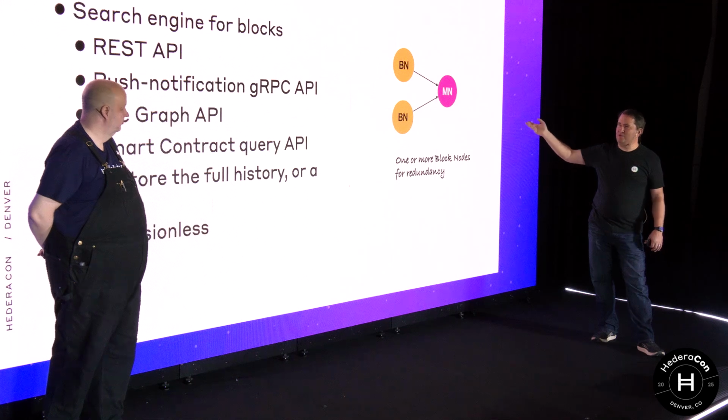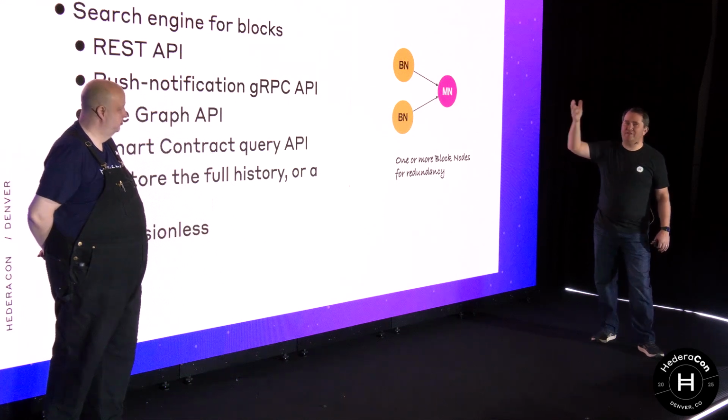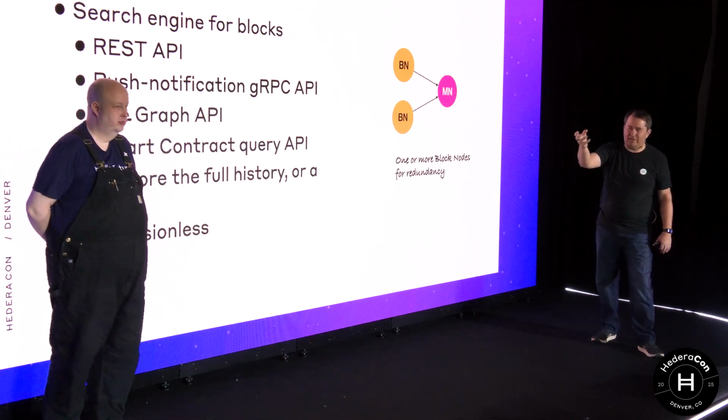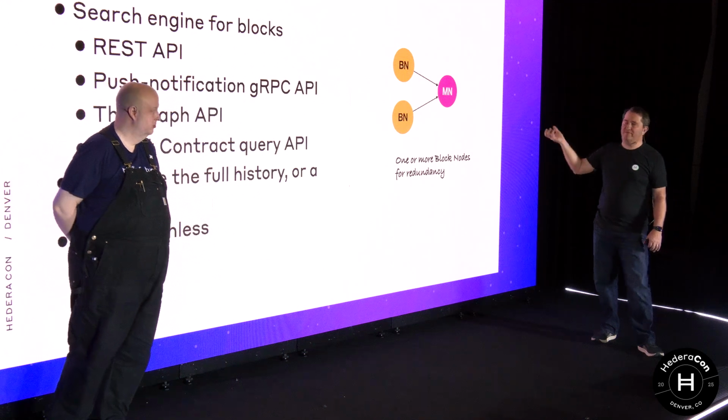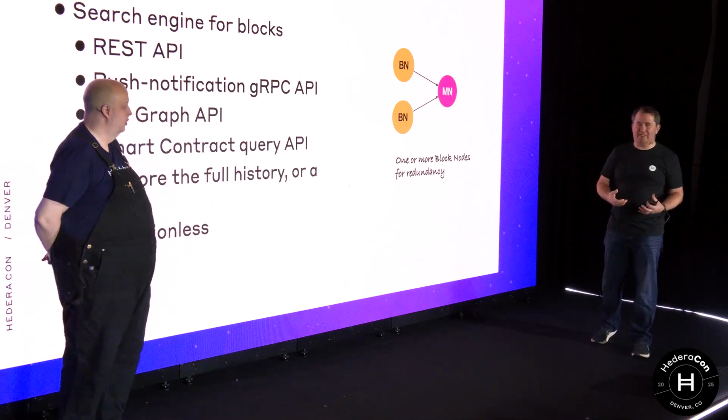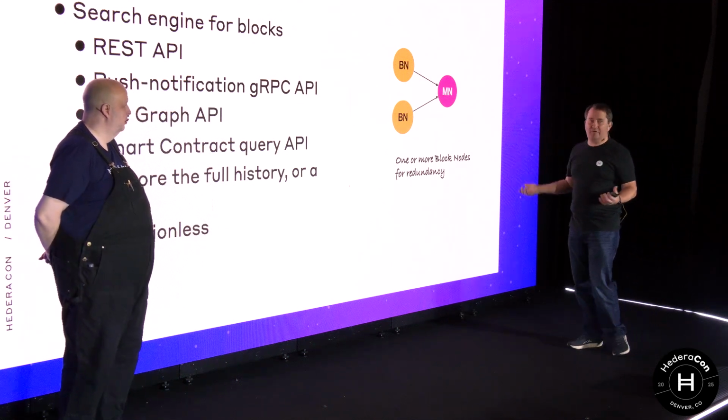The problem has historically been that they're expensive to run because you have to download all these record files from Amazon or Google, and so it's kind of limited our ability to get a lot of people to run these mirror nodes. But with block nodes, it's a whole different story now.